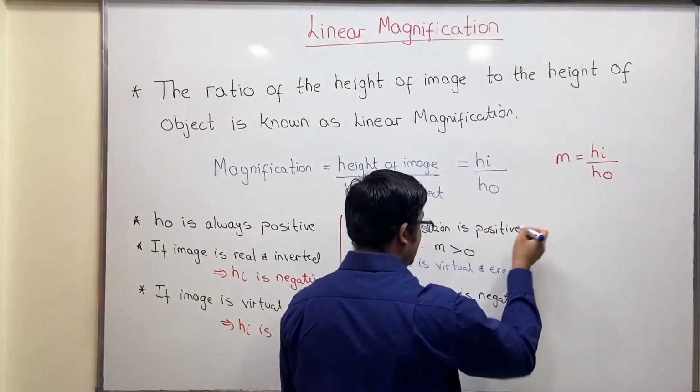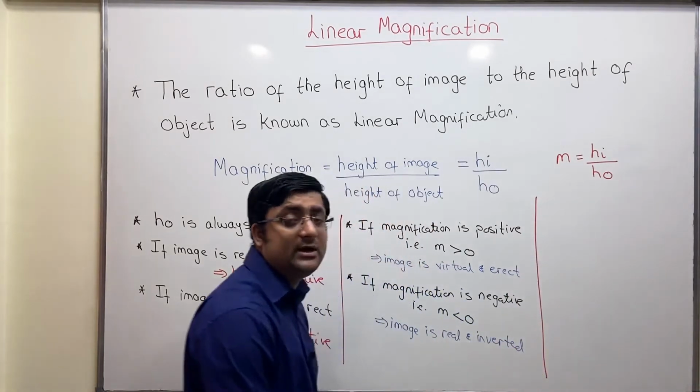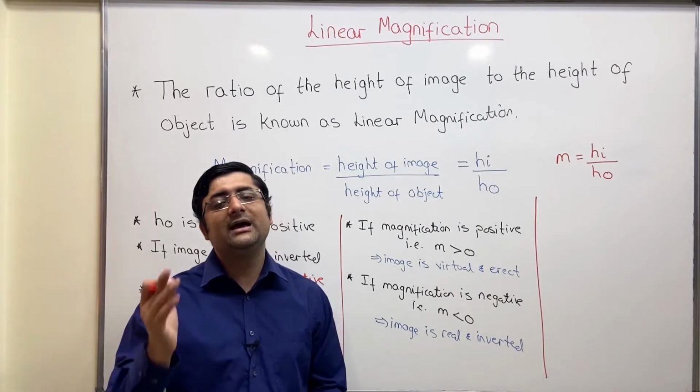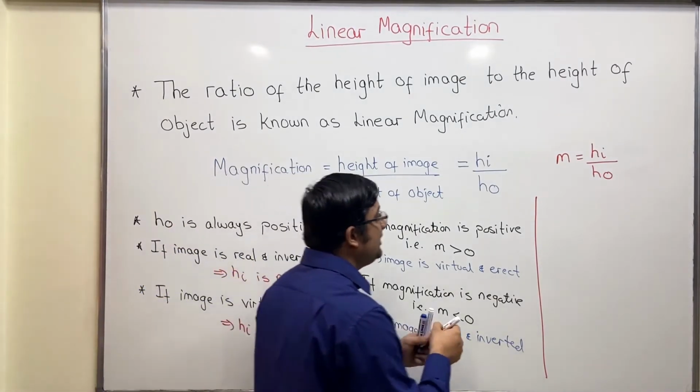See guys, let me draw a line over here. Now see, you can get three types of values of magnification: less than 1, equal to 1, and greater than 1. So let's understand one by one what these mean. So I'll take case 1 over here.